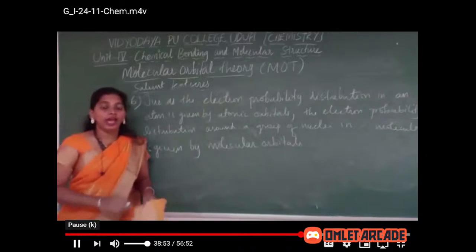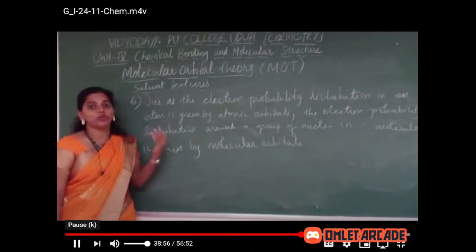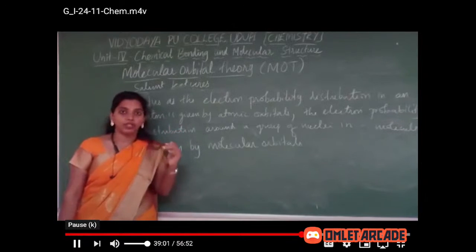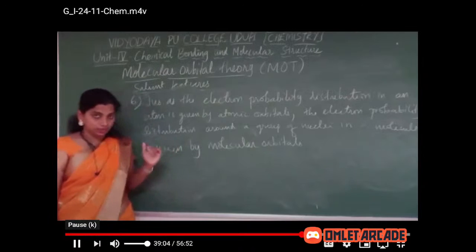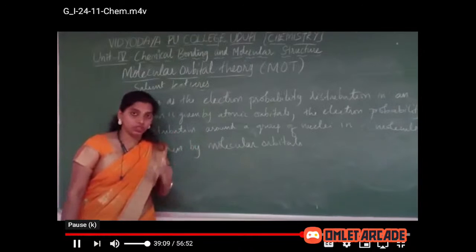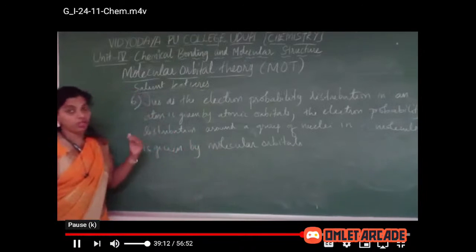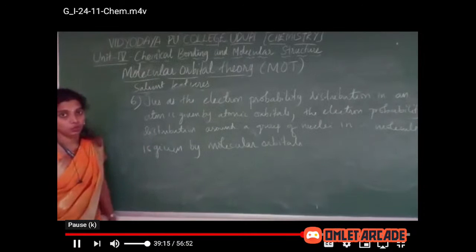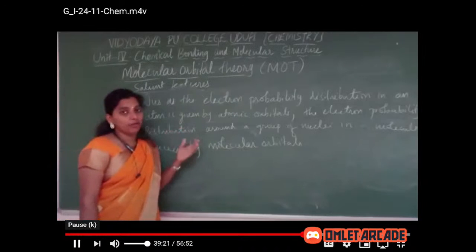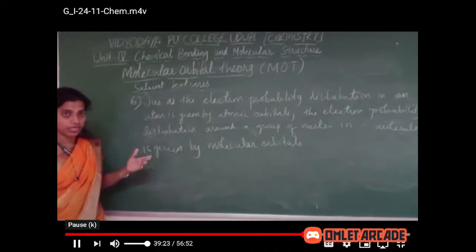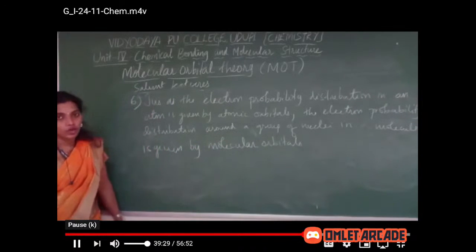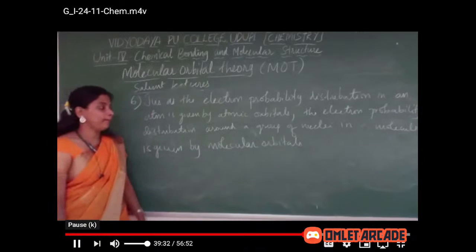What are atomic orbitals? They give the electron probability distribution, the probable distribution of the electrons around the nucleus in the atom. Similarly, the molecular orbital gives the probable distribution of the electrons around the group of nuclei in the molecule. The only difference is that atomic orbital is present in atoms, with one nucleus, whereas molecular orbital is present in molecules, which have two or more nuclei.